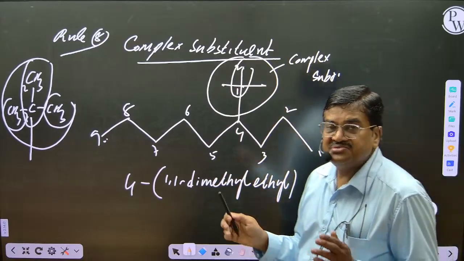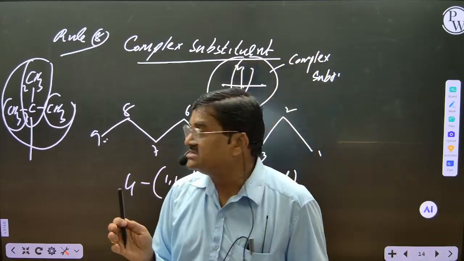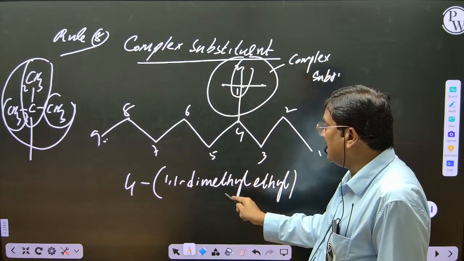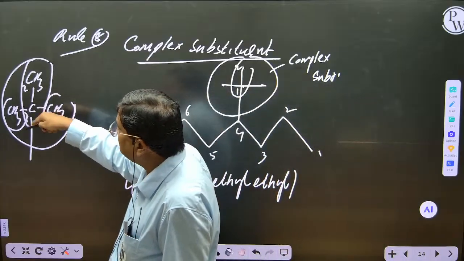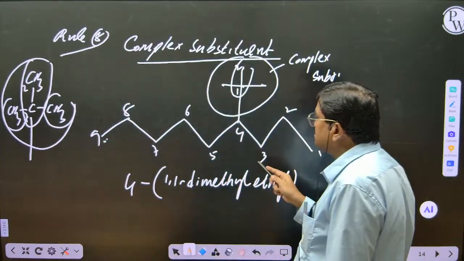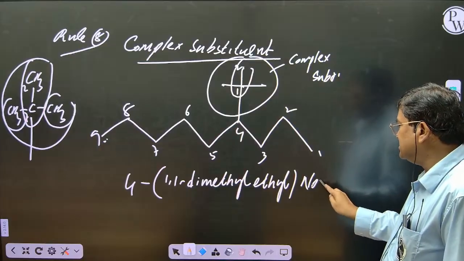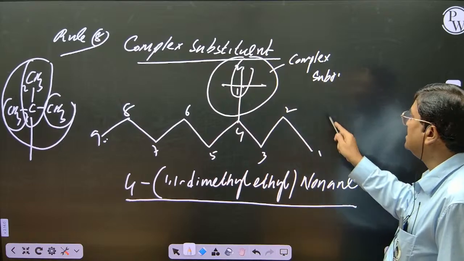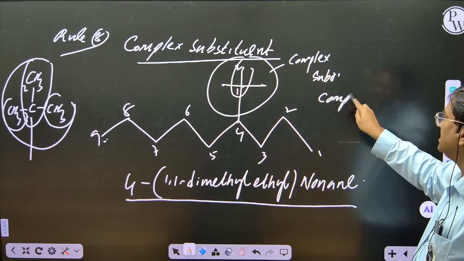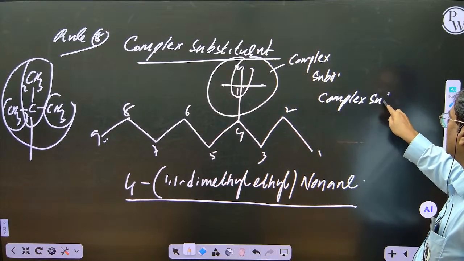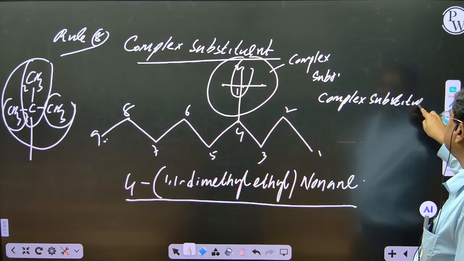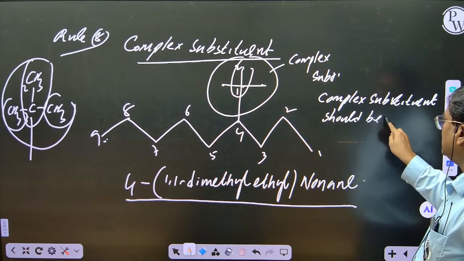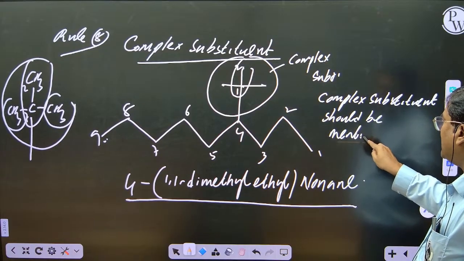So where should the complex substituent be mentioned? In brackets. See our understanding here, this is having a branch, 1 comma 1 dimethyl. This entire carbon chain is what? Ethyl, bracket close. How many carbons are there in the parent chain? So the rule here is that the complex substituent should be mentioned in the bracket. Bracket means what? A parenthesis.